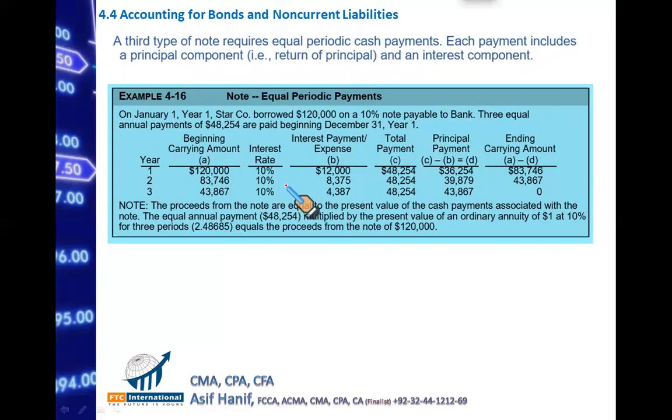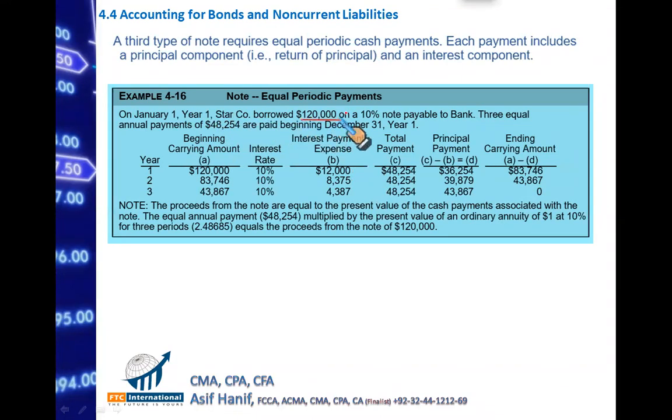The third type is a note that requires equal payments every year, just like leasing. I'm sure all of you know, leasing involves a single payment, and when you make a payment, some part of it is interest and the remaining is principal. As you keep on making the payments, the interest element keeps on falling. Interest in the first payment is 12. Interest in the second payment is this. How is it calculated? Let me show you.